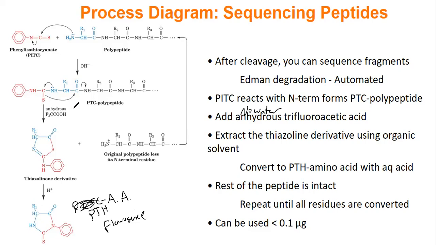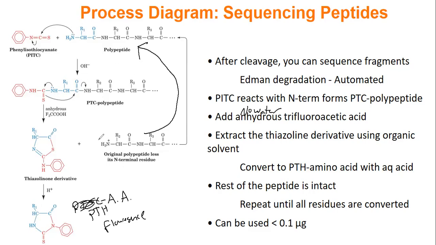However, the power of this process is that all the other peptide bonds remain intact. And so only the first amino acid comes off. And so you just repeat this process now. So you remove the PTH amino acid. You have the rest of the peptide intact minus one amino acid. You add your reagent again. Repeat, get a new amino acid.